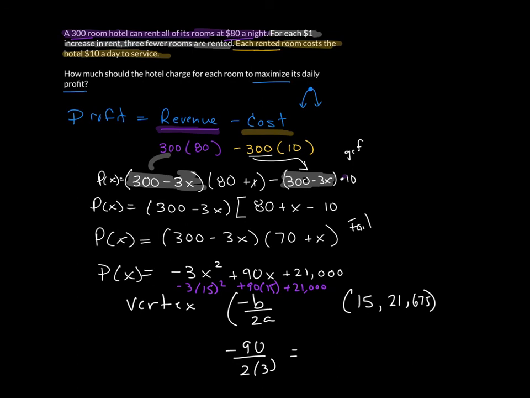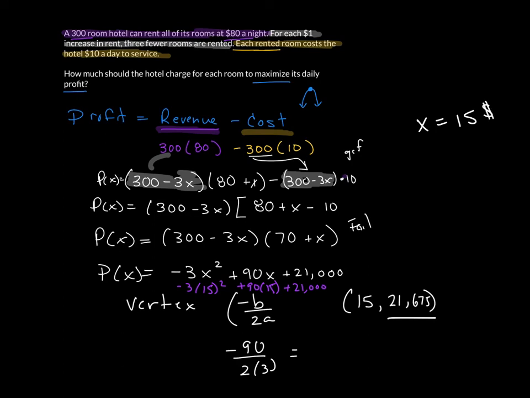I have the maximum profit, which is fine, but the question is not only that. The question is also, how much should the hotel charge per room? So we have the maximum, how much the profit is, but how much should it charge per room? Well, we are saying that X should equal 15, correct?